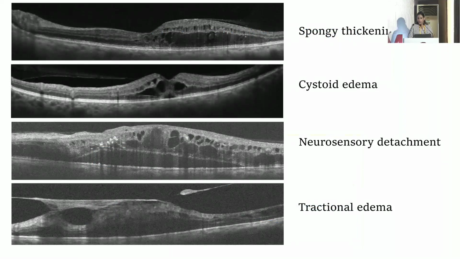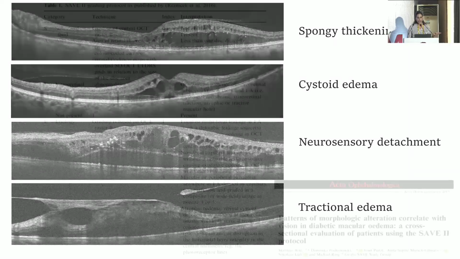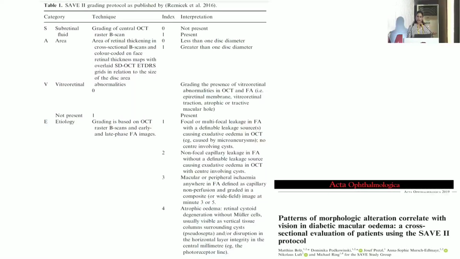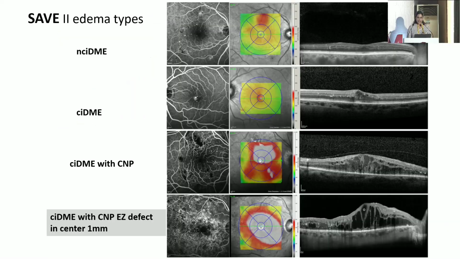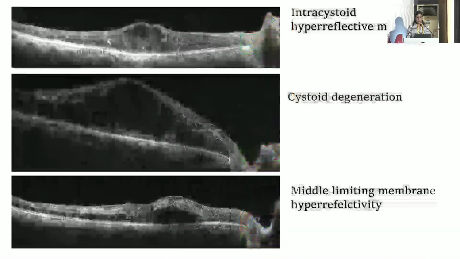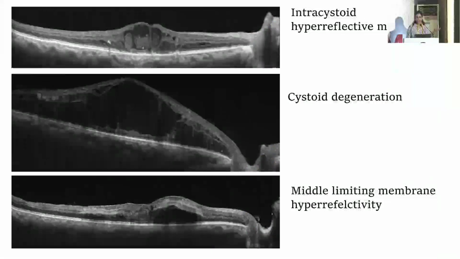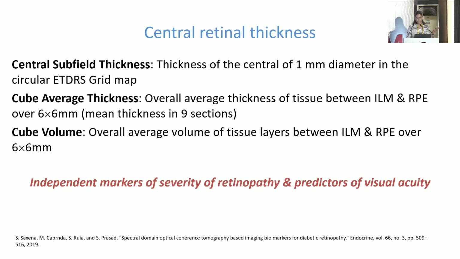So traditionally, we have been looking at these presentations of DME like spongy thickening, cystoid edema, neurosensory detachment, and tractional. But there are studies which have given us insights into other entities as well. So there are non-center involving DME, center involving DME with CNP areas, and with CNP areas having the EZ defects. Then intracystoid hyperreflective material, cystoid degeneration, middle limiting membrane hyperreflectivity.